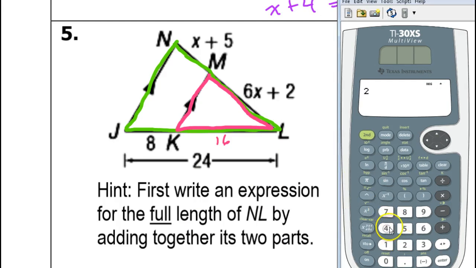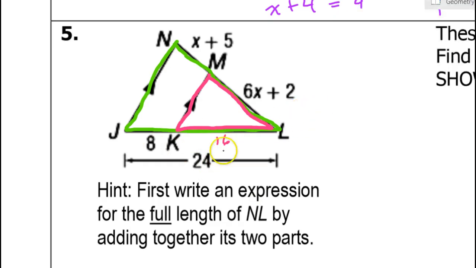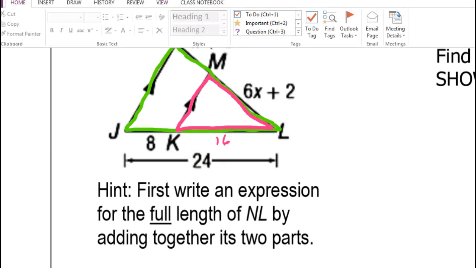So if I do 24 minus 8, that's 16. Or looking at it another way, if I add 8 plus 16, if I add these two smaller lengths together, of course, that's going to equal 24. So this makes sense. That was crucial because we needed a side of the small triangle, and then we need the big side.